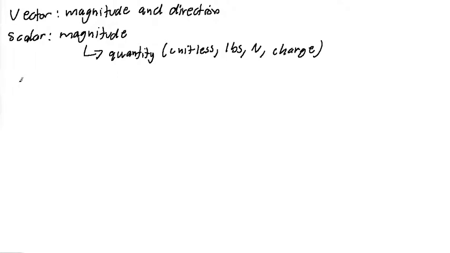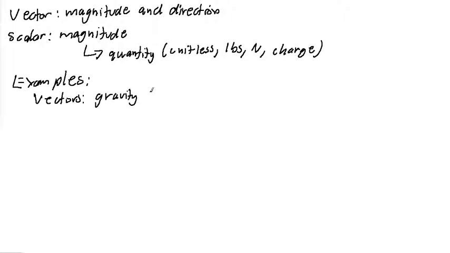A vector is a magnitude and direction. A scalar is just magnitude. Now you may be wondering what those things may look like. Some examples for vectors: we are going to say, for example, gravity.